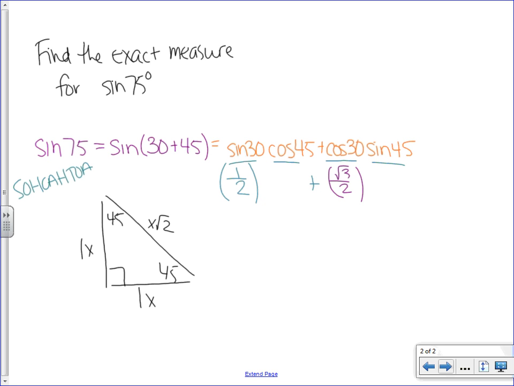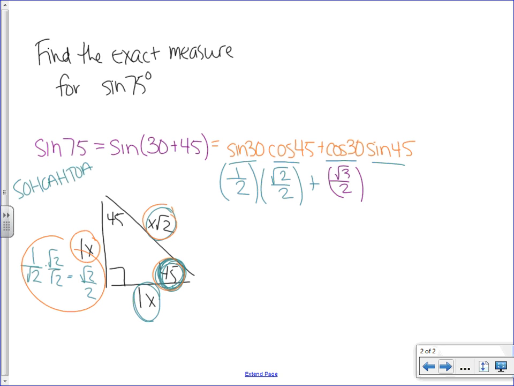Now, both of these angles are 45, so it doesn't really matter which one you pick. I'll pick this one right here. When I do the cosine of 45, that's adjacent over hypotenuse. So that's going to be 1 over the square root of 2, but I'm going to rationalize that. So I get the square root of 2 over 2. So that's what I'm going to throw in here. And the same thing is going to happen when I do the sine of 45, right? Because my opposite side is also 1 over the square root of 2. So I'm going to get the same thing here.